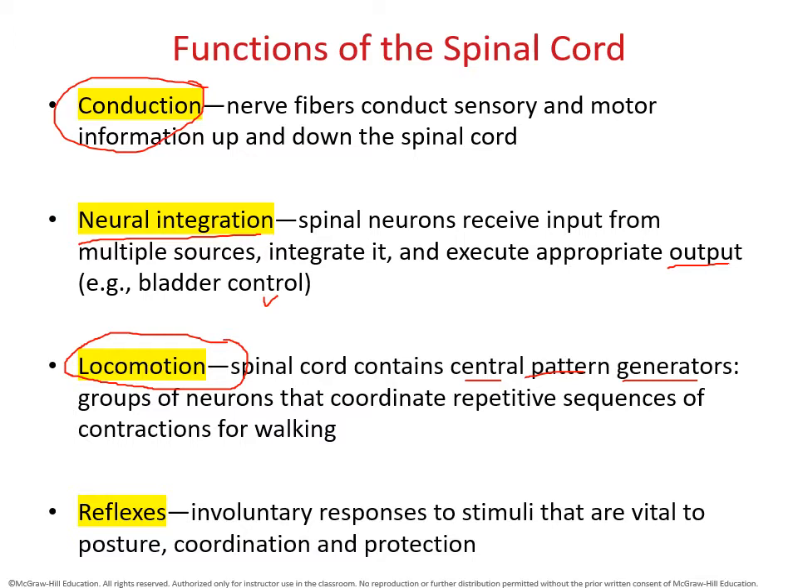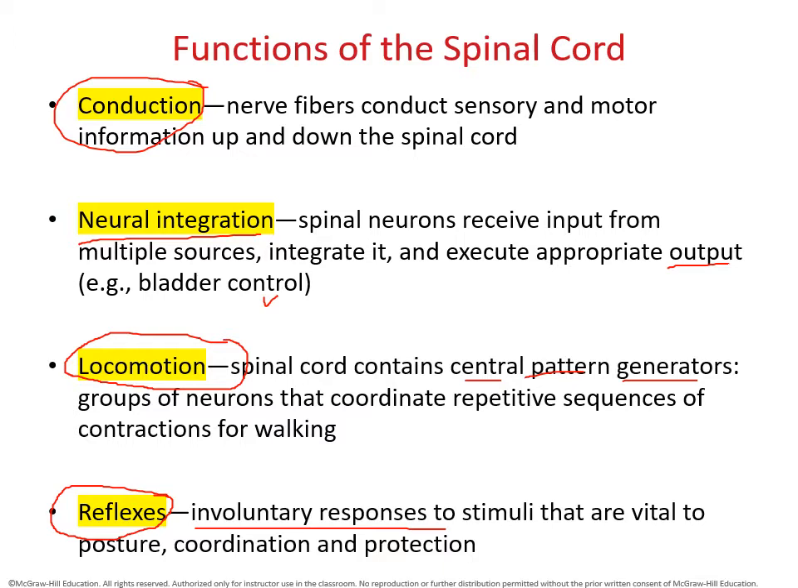And then the fourth function of the spinal cord is going to be our reflexes. Reflexes are involuntary responses, meaning that your body will always respond the same exact way as long as the stimuli is received. What's really cool about reflexes is they usually happen very quickly and you have no control over it, and the main purpose is to control your posture, your coordination, and oftentimes to protect the body.